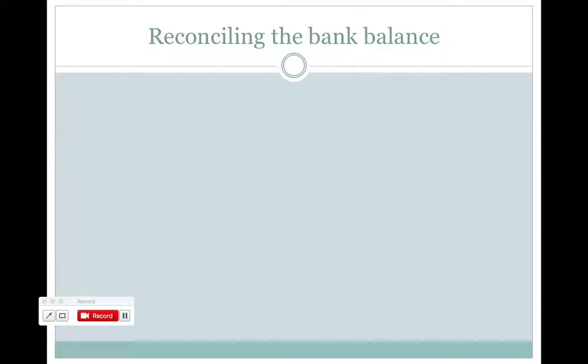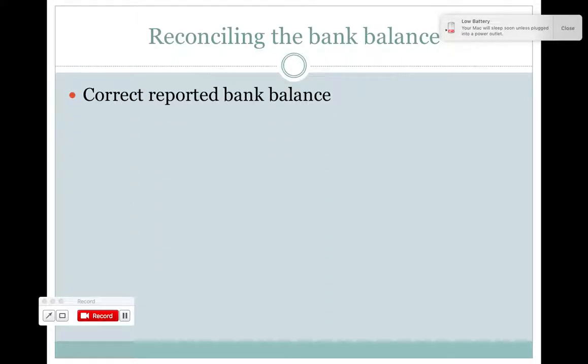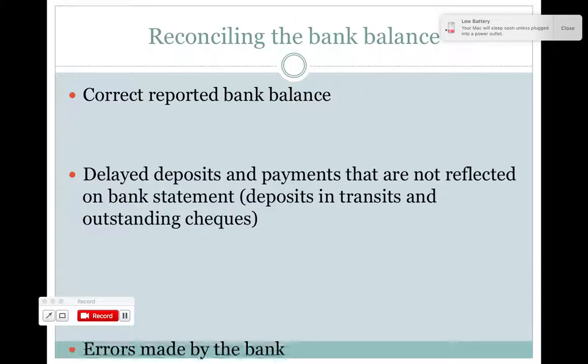Reconciling the bank balance. The first step is to correct the bank balance reported to the company's actual cash balance. The main reasons that the bank balance will differ from the actual cash balance is due to outstanding checks, deposits in transit, and errors made by banks. Deposits in transit are deposits that have been made by the company but have not yet cleared the bank as of the statement date. In this case, deposits in transit should be added to the bank's cash balance as the cash is technically in the bank.